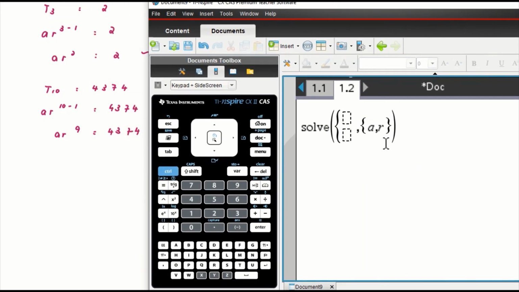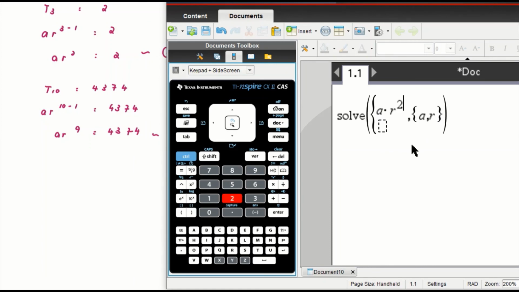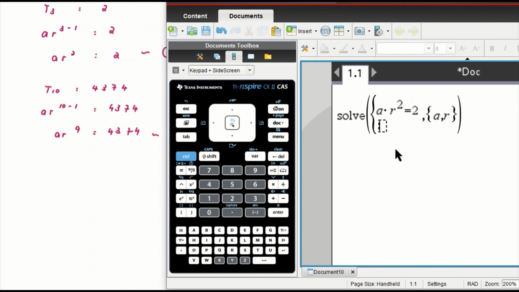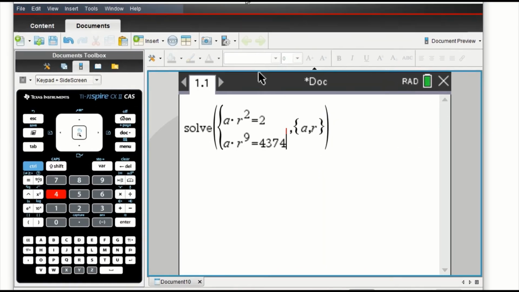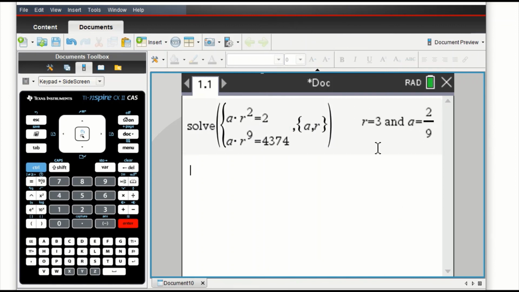So what we need to do is just key it into our calculator. So A, and you remember you must put in times here. If not, there will be an error in your calculator. Remember that. So A times R, then power 2, then equal to 2. So that's our first equation here. Now move on to the second one. So A, then times as well, then R power 9, then equals to 4374. After that, you just press enter in your calculator and the calculator will show you the two answers.